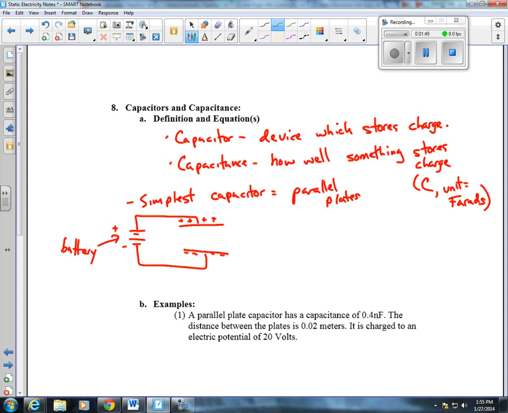Now, there are some equations that we're going to use. One is that C is epsilon naught A over D. The epsilon naught is a constant, it's 8.85 times 10 to the minus 12, and that's going to be on the front of the reference table. A is the area of the plates. And the bigger the area, the bigger the capacitance, and that makes sense because if the plates are bigger, you can store more charge on them. And then D is the distance between the plates.